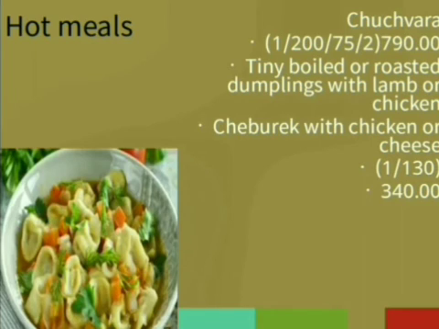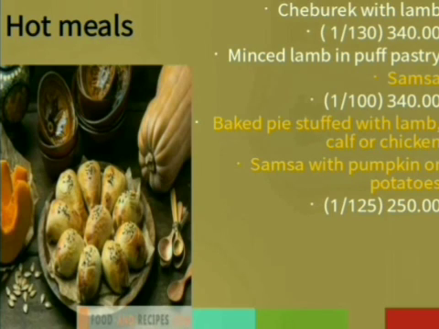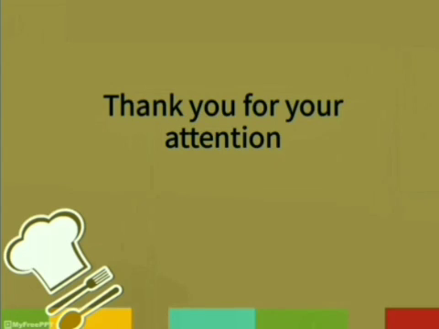Chuvara: tiny boiled or roasted dumplings with lamb or chicken. First of all they write the name of the food, then give an explanation. When they give extra information about chuvara, the types of them, they do not translate it a second time because above they gave the translation. Look at the translation of samsa: baked pie stuffed with lamb, veal or chicken. In the second sentence, they didn't translate samsa with pumpkin and potato. That's enough, because the first time they gave the definition.